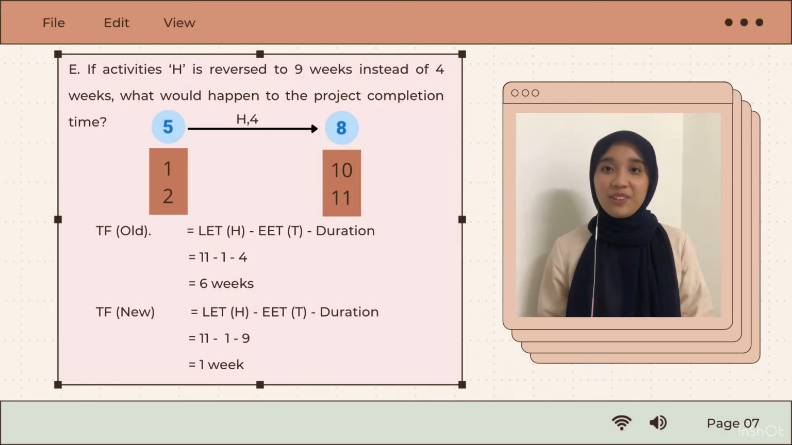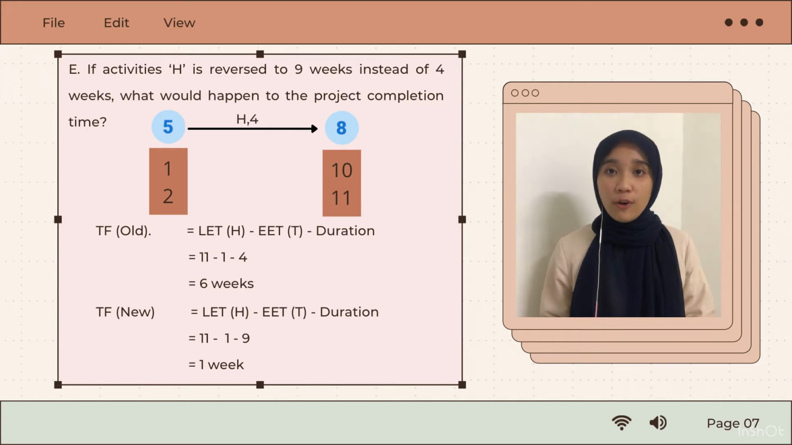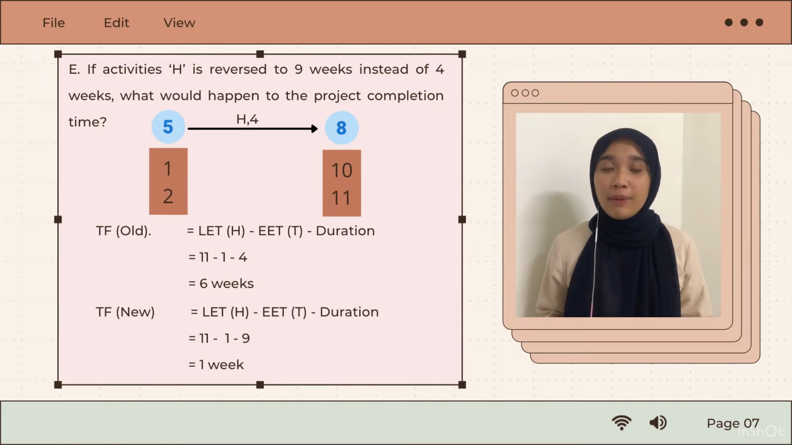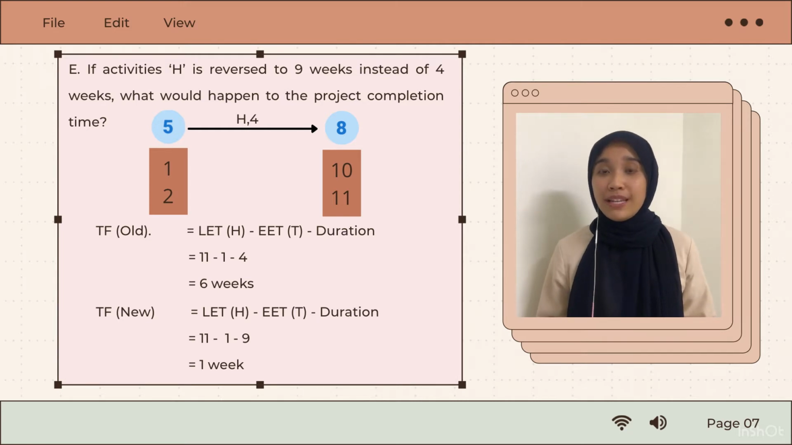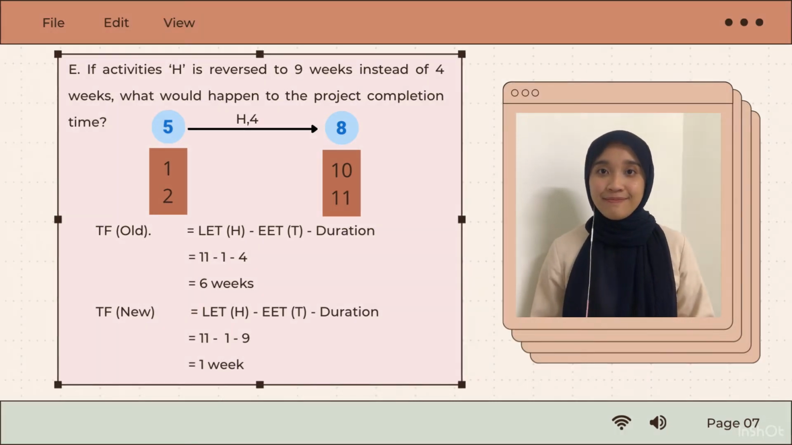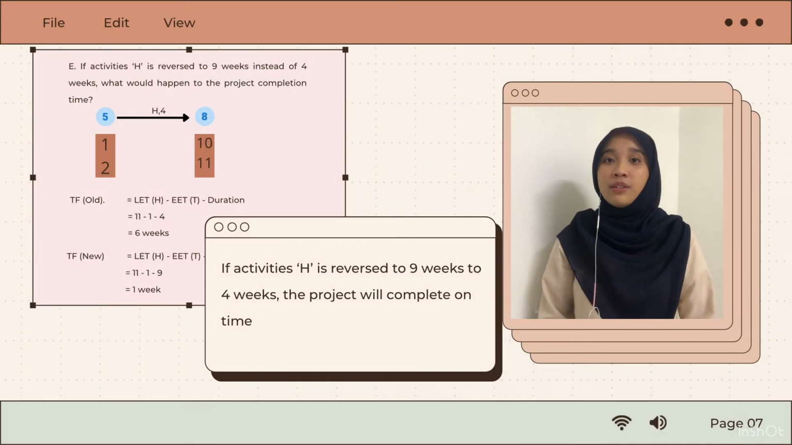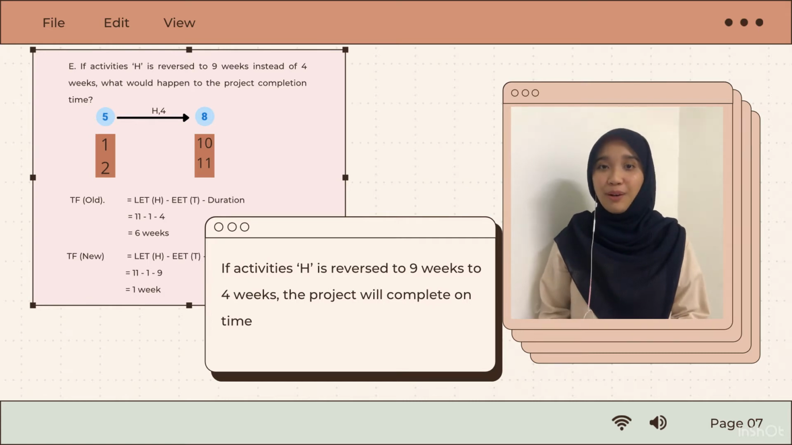For question E, if activity H is extended to 9 weeks instead of 4 weeks, what would happen to the project completion time? For this question, use the formula for total float: LET of head minus EET of tail minus duration, and look at the old duration and new duration. For the old duration, we get 11 minus 1 minus 4 equals 6 weeks. Meanwhile, for the new duration, we get 11 minus 1 minus 9 equals 1 week. So, if activity H is extended to 9 weeks instead of 4 weeks, the project will still complete on time.